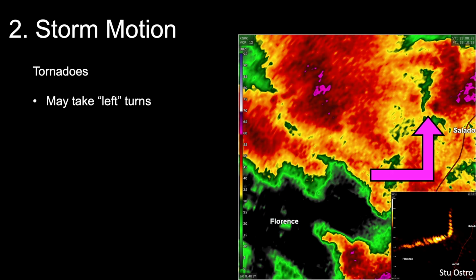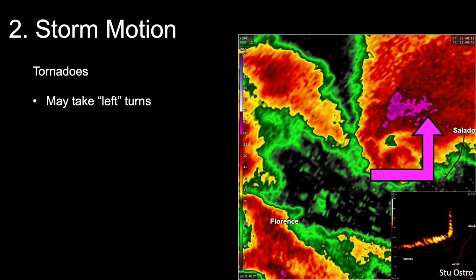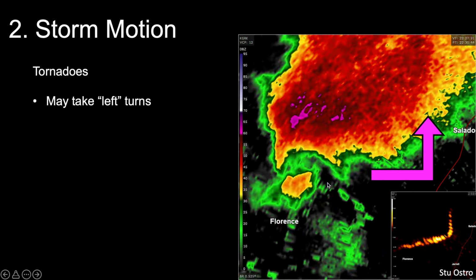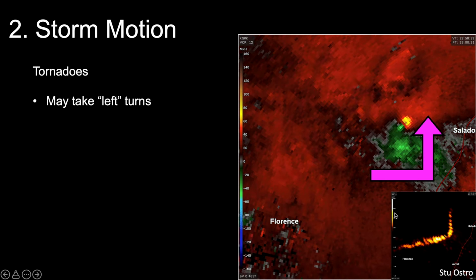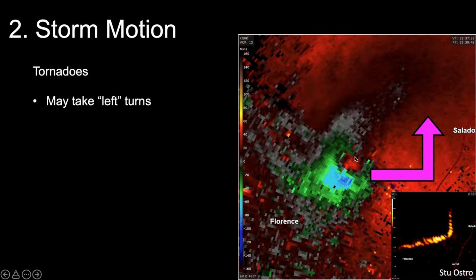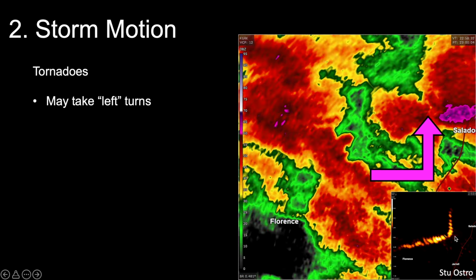Tornadoes actually also have motions of their own. We've noted for a while that tornadoes take these left turns at the end of their life cycle, and this is a really cool case just west of Salado, Texas, where you had a tornado initially moving almost due east, and then just looks like it hit a T intersection and had to go one way. And this is exactly what happened.